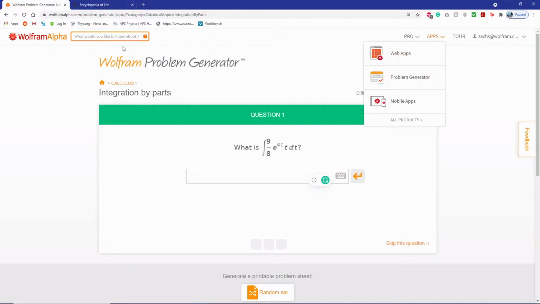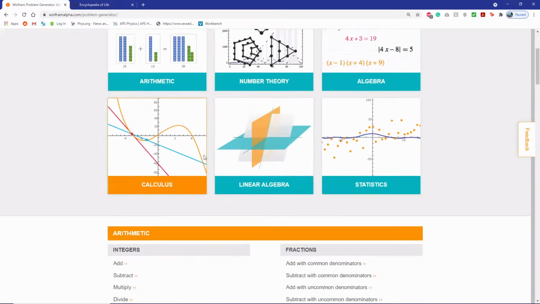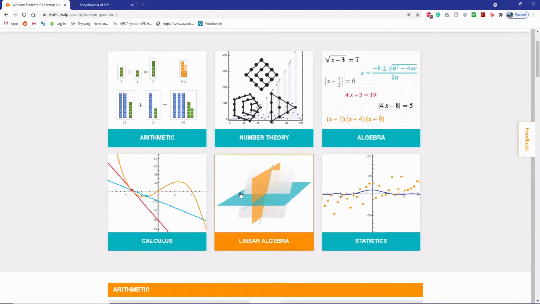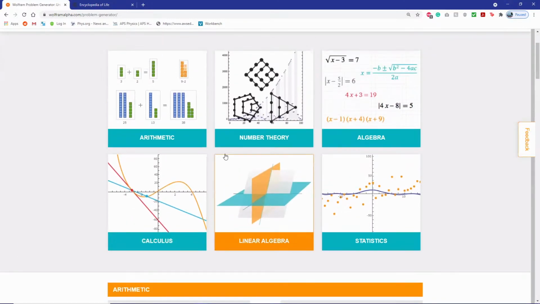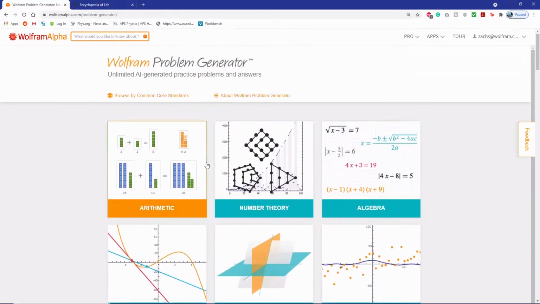So I went to the homepage, went to the top right and clicked apps. Under that is problem generator. Then it takes you to a menu with a set of general categories. They're mainly mathematics based, which are the easiest to generate problems for. And this is from the homepage of Wolfram Alpha.